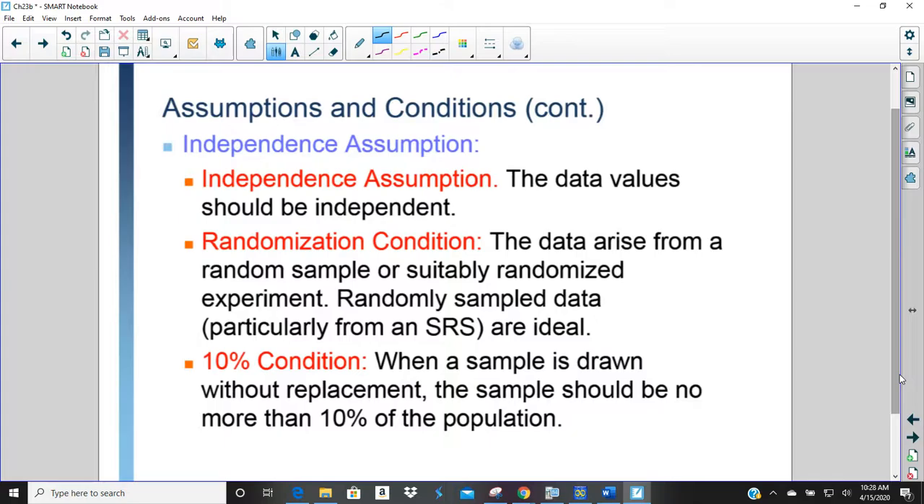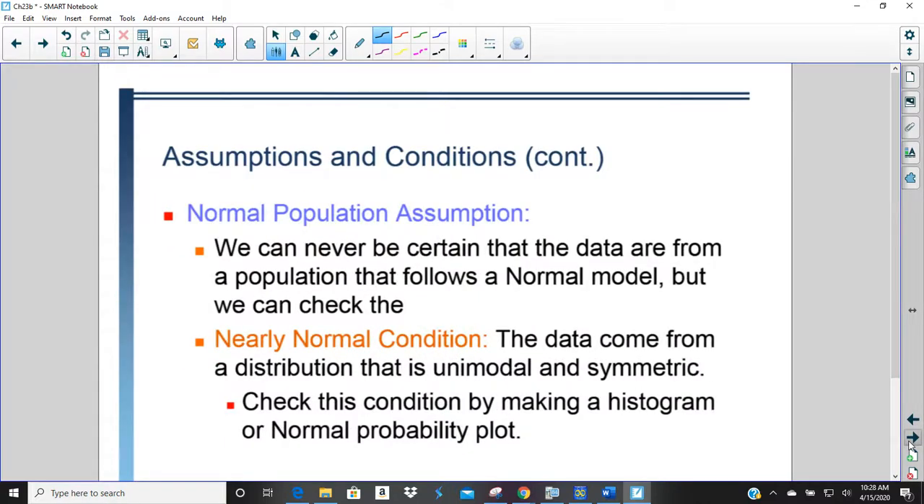10% condition: no more than 10% of the population. So those 3 things are the same as we've been seeing for proportions. Now, instead of having a success/failure condition, obviously we can't have that. We don't have the proportions to do that with. We're going to have a normal population assumption. So for means, we're going to have a normal population assumption. We can never be certain that the data is from a normal model, but we're going to check it.